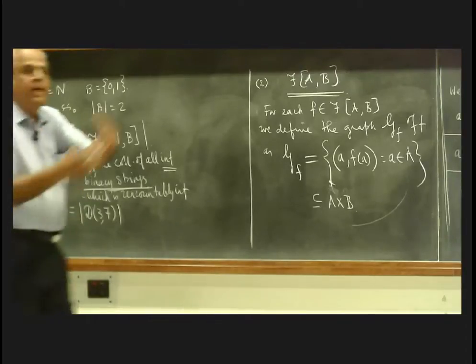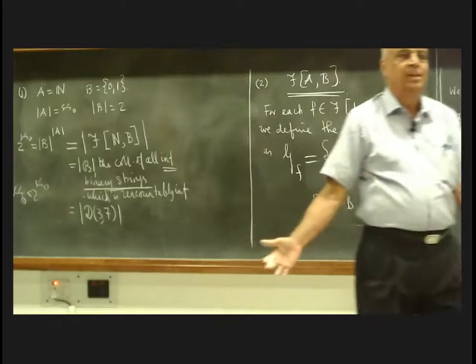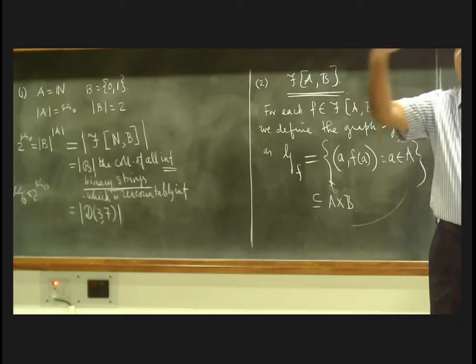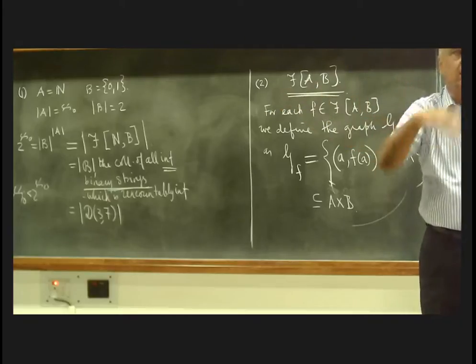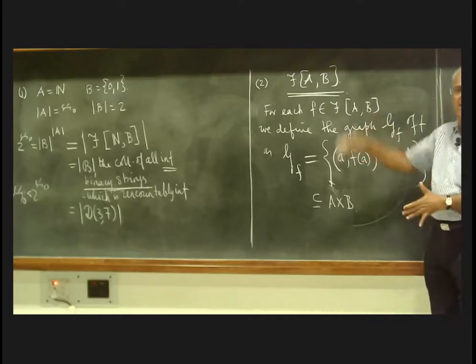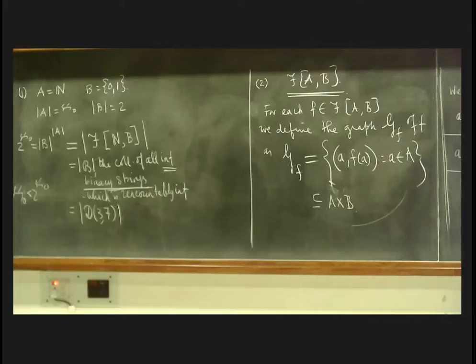For example, if you take the graph sheet, that is the line cross line. In that, the graph is a collection of some points in that plane. That's a subset of the plane. In this case, the x-axis is A and the y-axis is B, and the graph is a subset of that plane A cross B. That's all. So the graph of any function from A to B is a subset of A cross B.